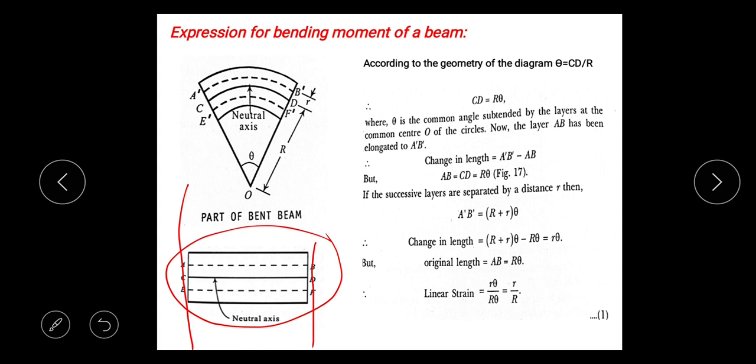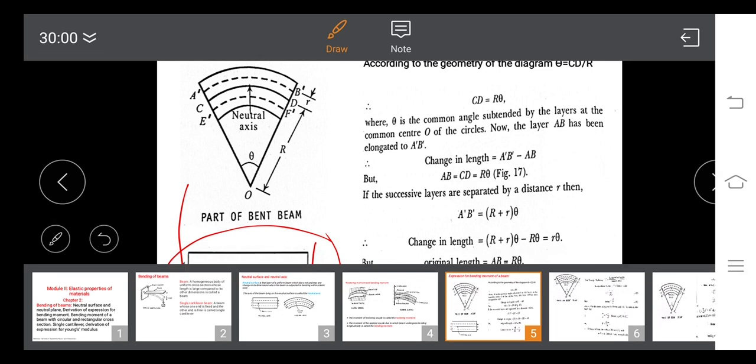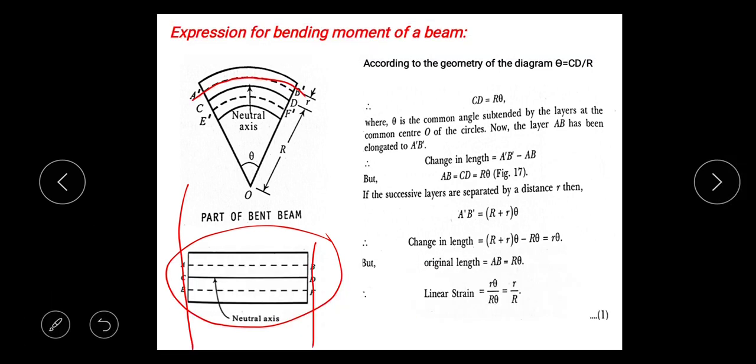Let A'B' be the elongated layer, the elongated layer after it is loaded. This is that elongated layer. E'F' is also shown here. E'F' is the contracted layer. And CD is the neutral surface. Already it is explained, the middle layer is the neutral surface.